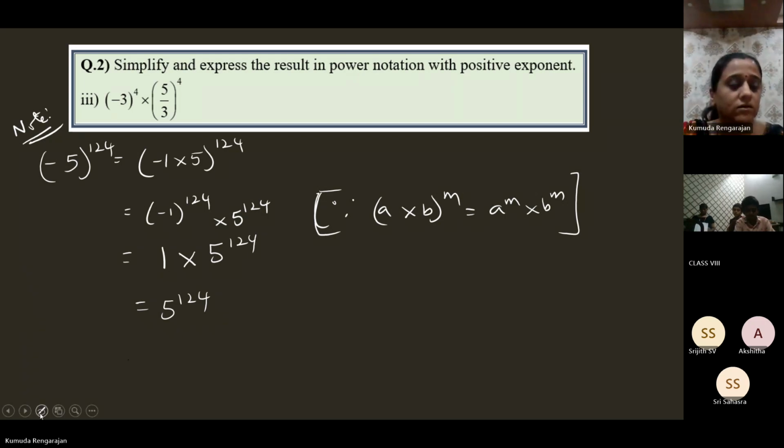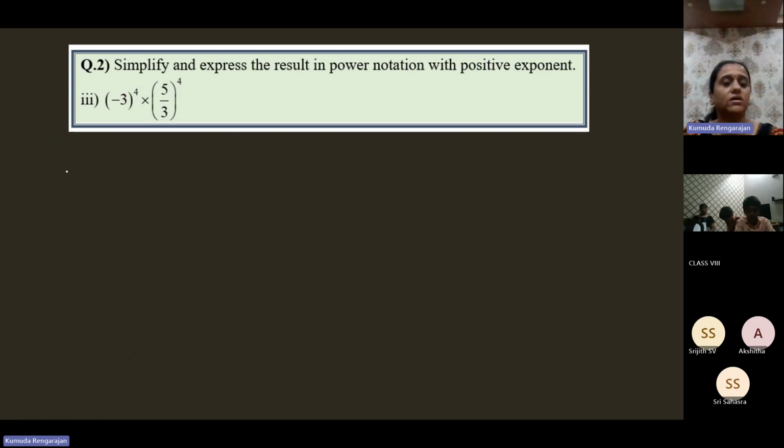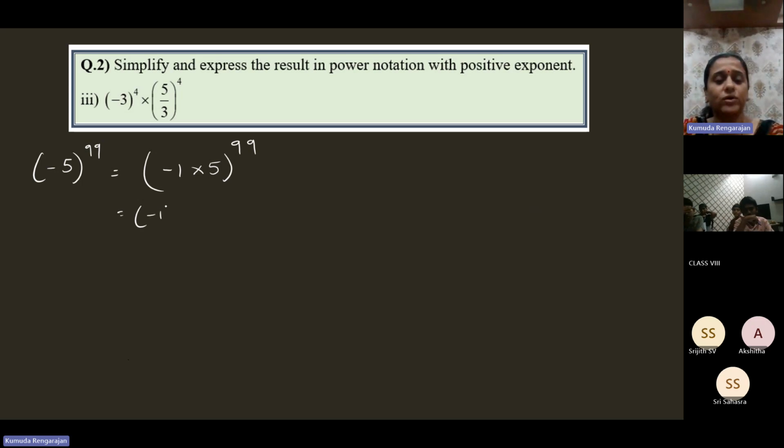Okay. We'll see what is minus 5 raised to the power 99 on the other hand. So this is minus 1 into 5, the whole power 99, which is minus 1 to the power 99 into 5 to the power 99. And minus 1 multiplied with itself 99 times. 1 into 1 into 1, 99 times is 1. And the minus sign is happening an odd number of times.